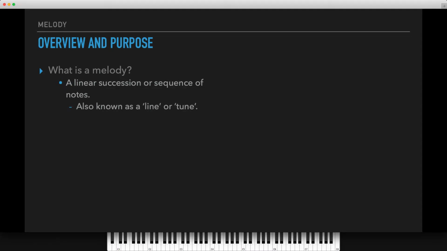This is also known as a line or a tune. These are just synonyms for melody, meaning someone might say, "Can you play me that lead line?" Or what's the tune to that song? They're talking about a melody, of course.